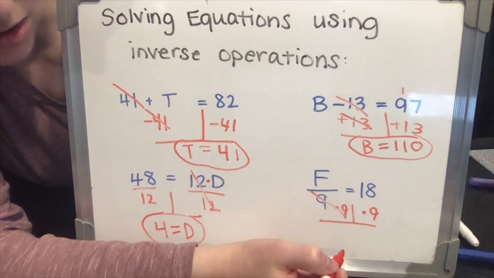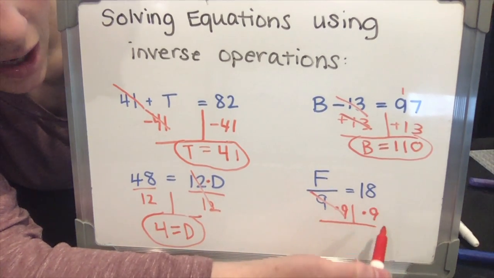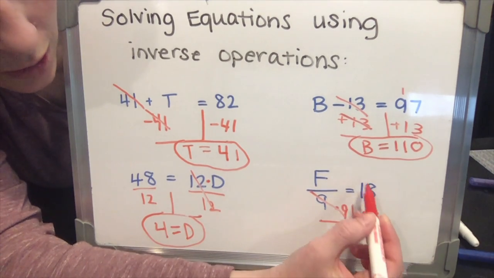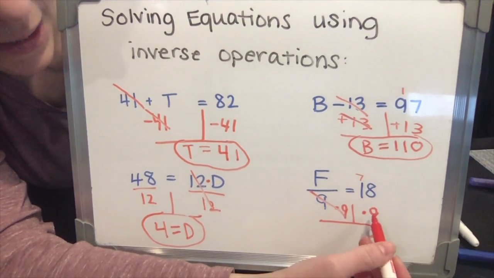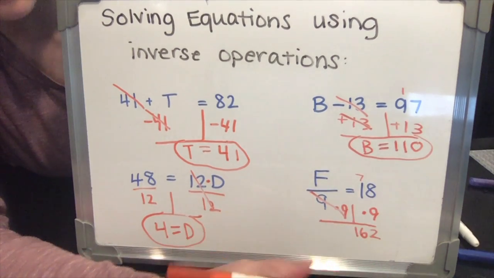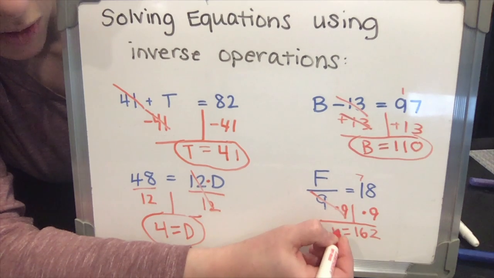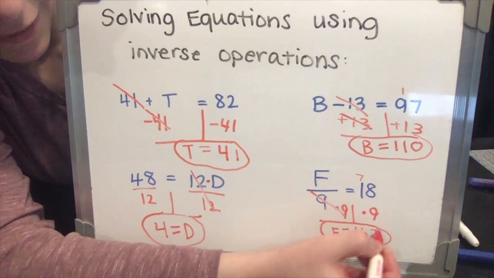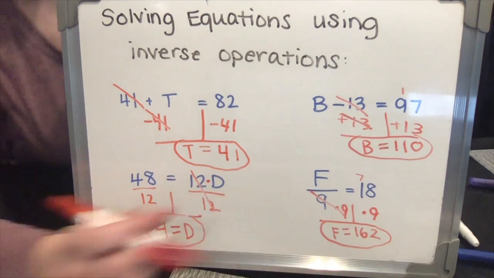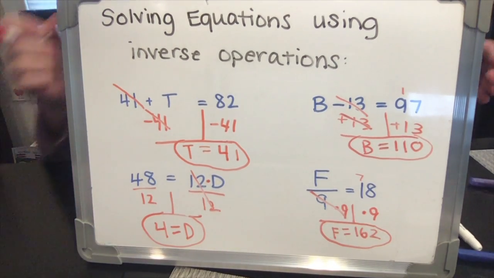My 9s cancel out. And now over here, I have to do 18 times 9. 9 times 8 is 72. Regroup the 7. 9 times 1 is 9, plus 7 is 16. So I got an answer of 162 equals f. And if I were to plug that back in, 162 divided by 9 gives me the answer of 18.